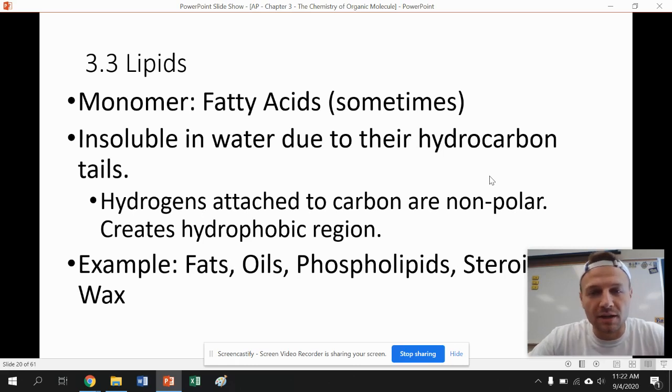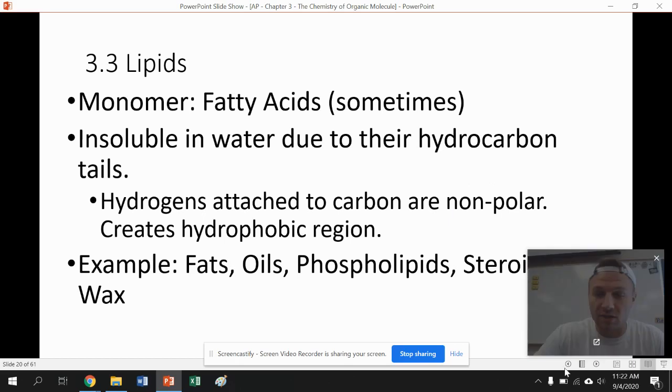So, the big thing that you have to know about lipids is they're insoluble in water. That means they're hydrophobic. If you break those words down, remember, hydro means water. Phobic means the fear of. So anytime you put these in water, they're going to separate from the water and not be dissolved.